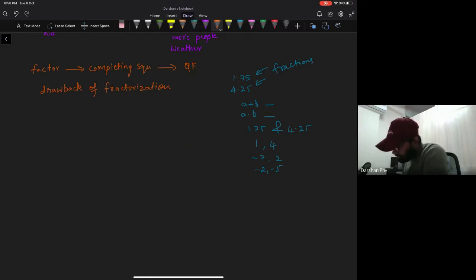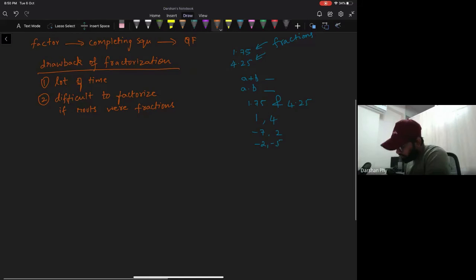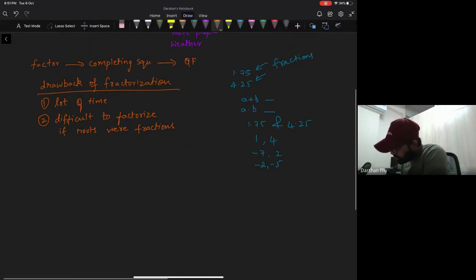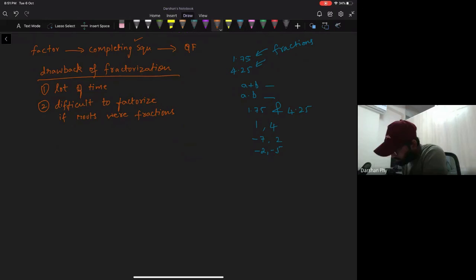With fractions, first of all, it would take a lot of time. It's difficult to factorize if roots were fractions. Completing the square could solve anything, whether it be a fraction or an integer. So why did they invent the quadratic formula? See, completing the square also takes some amount of time, but it gives the right answer.